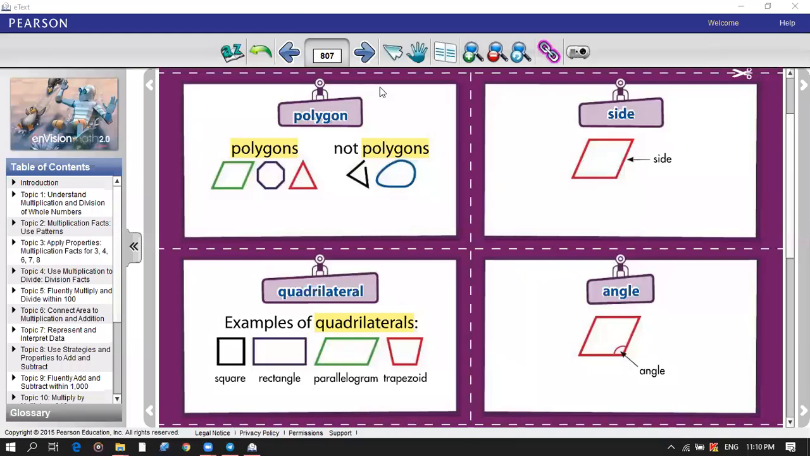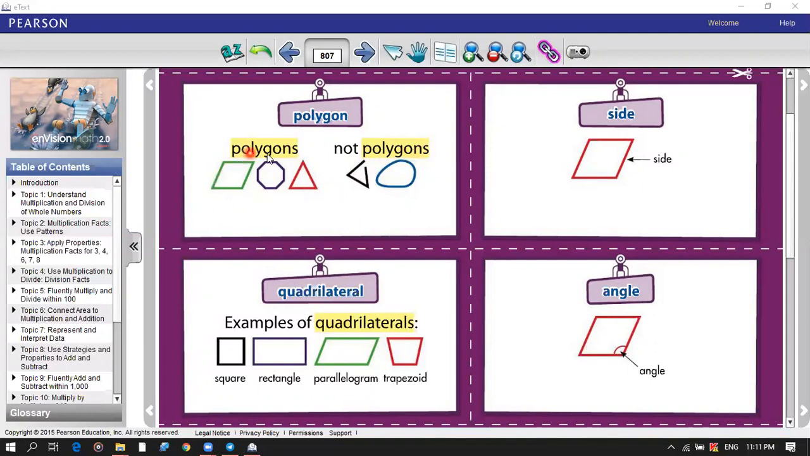Describe quadrilateral. Lesson 1. Topic 15. As we learned in grade 2, a polygon is a closed shape with straight sides. You can see here, these shapes are polygons. But these shapes are not. Why? This shape is open, so it's not a polygon. And this shape here doesn't have straight sides, so it's not a polygon either.